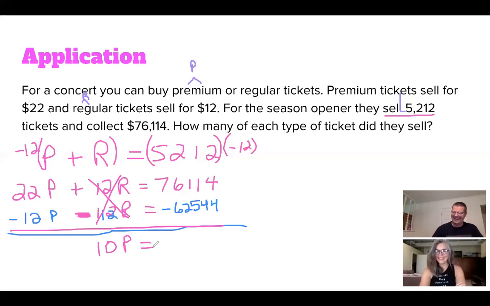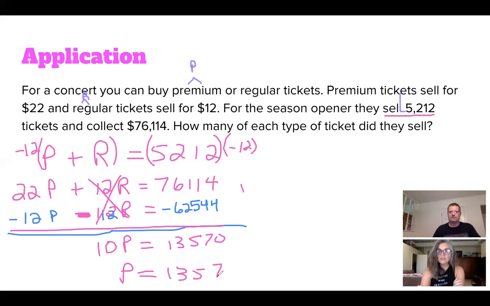So I'm going to have 76,114 minus 62,544, and that's 13,570. And I like dividing by 10. Just take the 0 off the end. That tells me that the P's are 1,357.